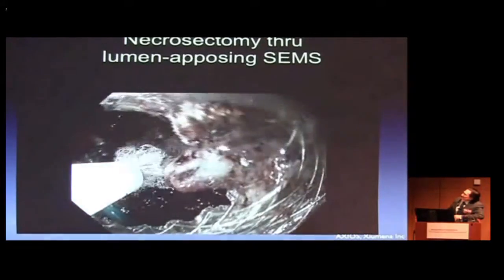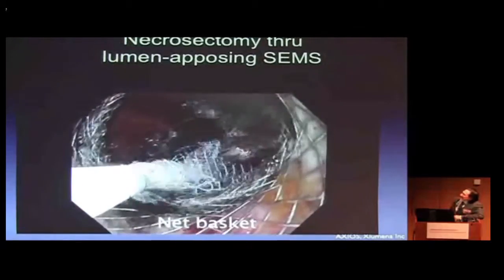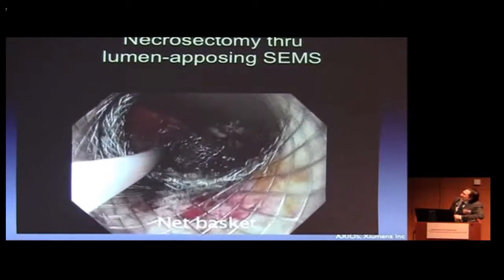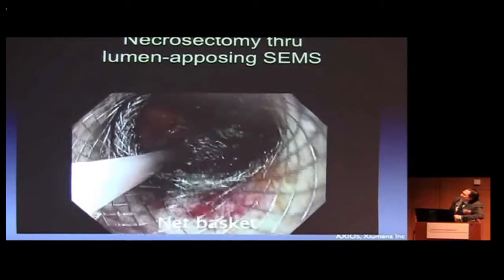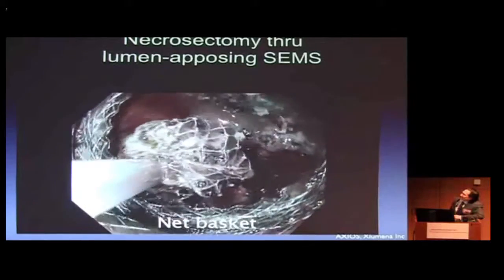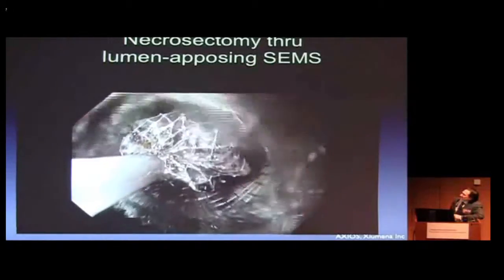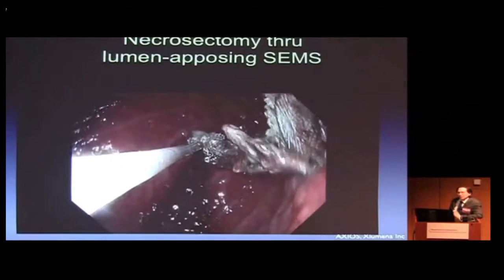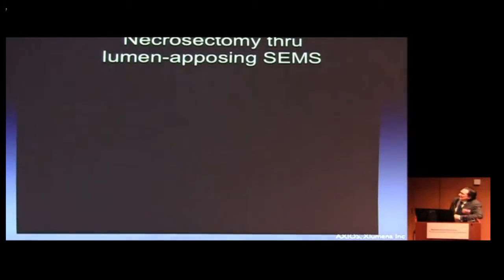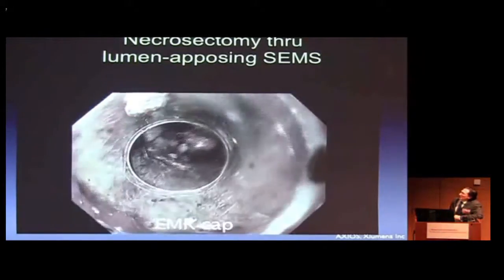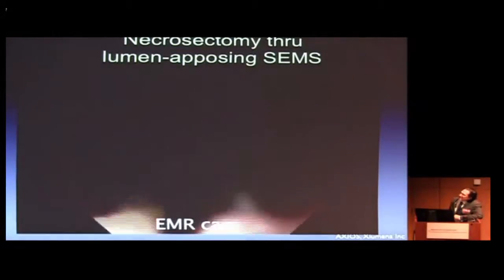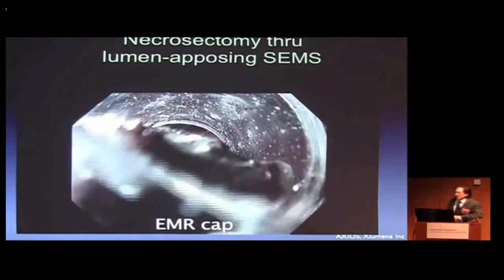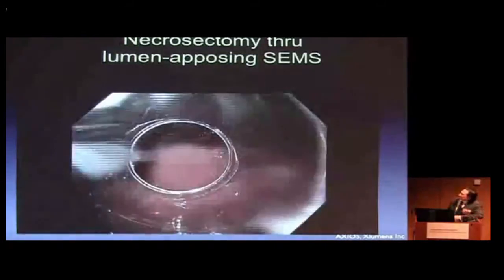And this is a video quickly showing a recent case that I did after placing a 15 millimeter lumen-apposing stent. And we're able to grab, using the Roth net basket, some of these necrosis and pull this out. Obviously, this is a very tedious procedure, requires multiple intubations of the cyst, and that's why the stent is so helpful. And I also like to use the EMR cap to suck the necrosis up into the cap and then extract the necrosis.